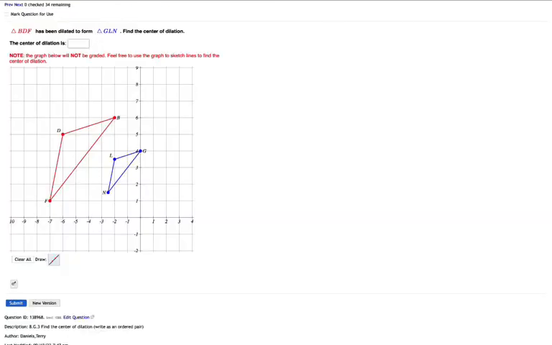The easiest way to find the center of dilation with two shapes is to simply connect each of the corresponding vertices together. By corresponding vertices, we're talking about the corners that are really lined up with one another. So those two are corresponding vertices. These two are corresponding vertices. And these two are corresponding vertices. So if we connect each of the corresponding corners or vertices together, we will quickly see what the center of dilation would be.